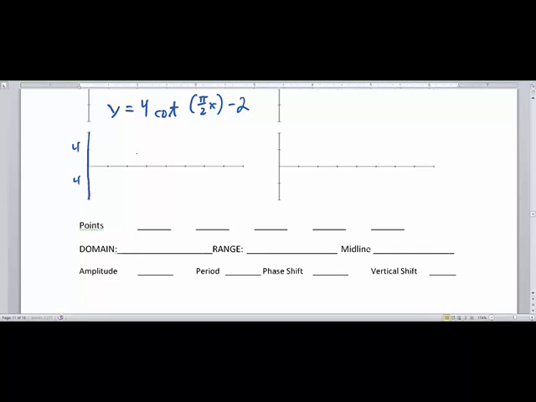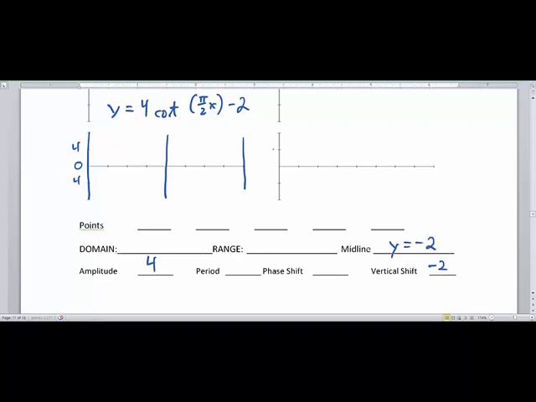So we have our amplitude of 4. Our cotangent asymptote lines are here, here, and here. That is going to be at 0, pi, and 2 pi. And I'm not going to put these in here yet because what I have to do is figure out my new period. Now my amplitude is a positive 4. Looks like I'm going to be going down 2, so my vertical shift is going to be negative 2. My midline is y equals negative 2.